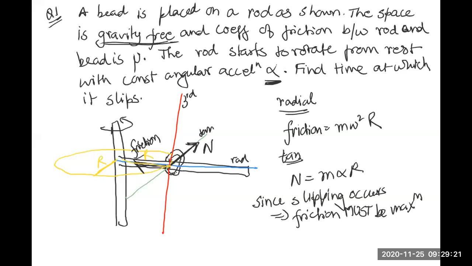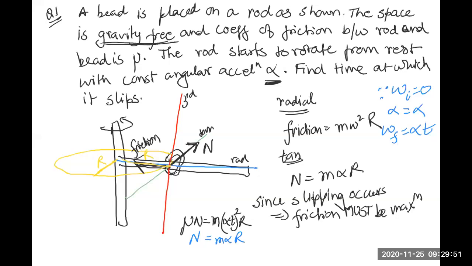And therefore we get mu n is equal to m omega square r, which is nothing but m alpha squared t square r, right? Remember that since initial omega is equal to 0 and alpha is equal to alpha, final omega will be equal to alpha t. And n is equal to m alpha r. Simply equate both, we just put in the value of n. So mu m alpha r is equal to m alpha square t square r, right? As it should happen because r was not given, so r cannot come in the answer. So I get alpha t square on the right hand side and mu on the left hand side. So t must be equal to root mu divided by alpha.